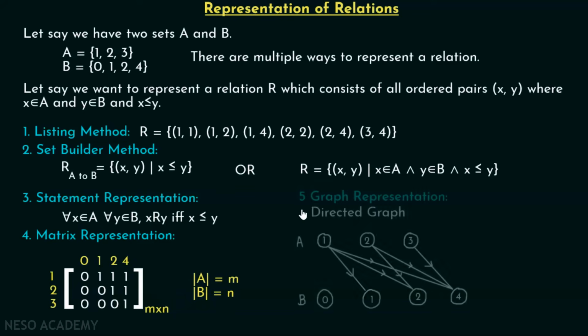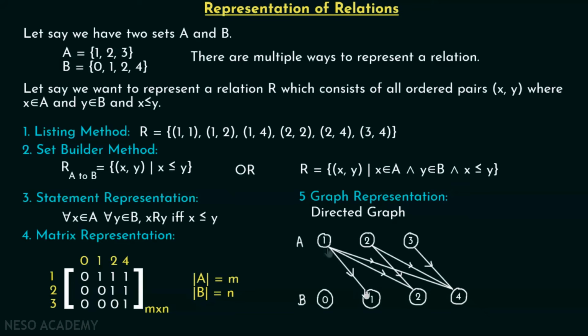Now the fifth representation is graph representation, and here we are considering a directed graph. Here you can see I'm representing all the elements of set A and set B by these nodes. Here I have written all the elements of set A, and here I have written all the elements of set B. Here you can see I have drawn a line from this node to this node. This is a directed edge.